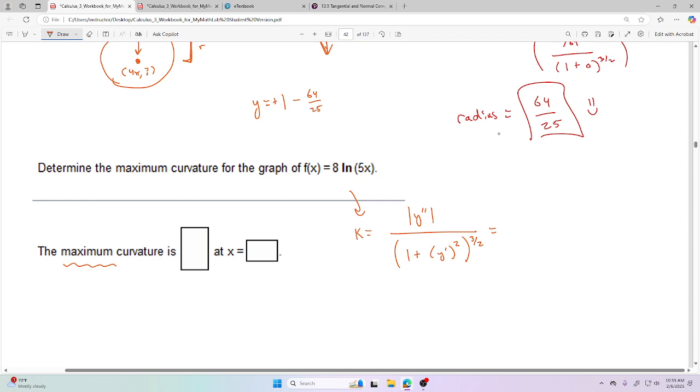What is my first derivative? Let's just do some basics, right? So y prime is 8 over x, 5x, but they cancel, exactly. So yeah, 8 over x, straight up. And then my y double prime, when you take the derivative, I think it might just be an 8 still.